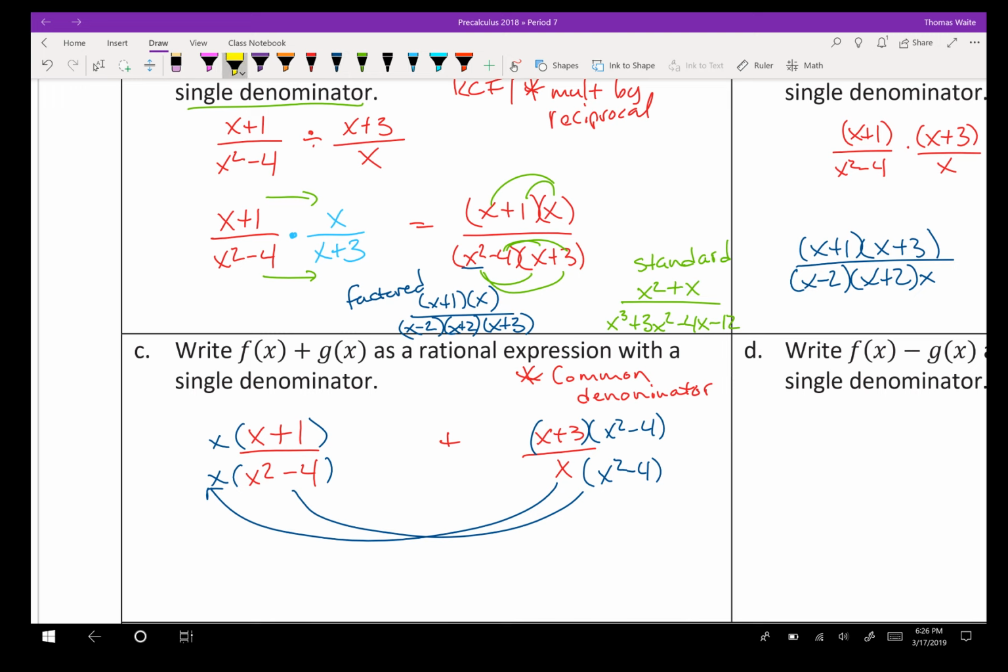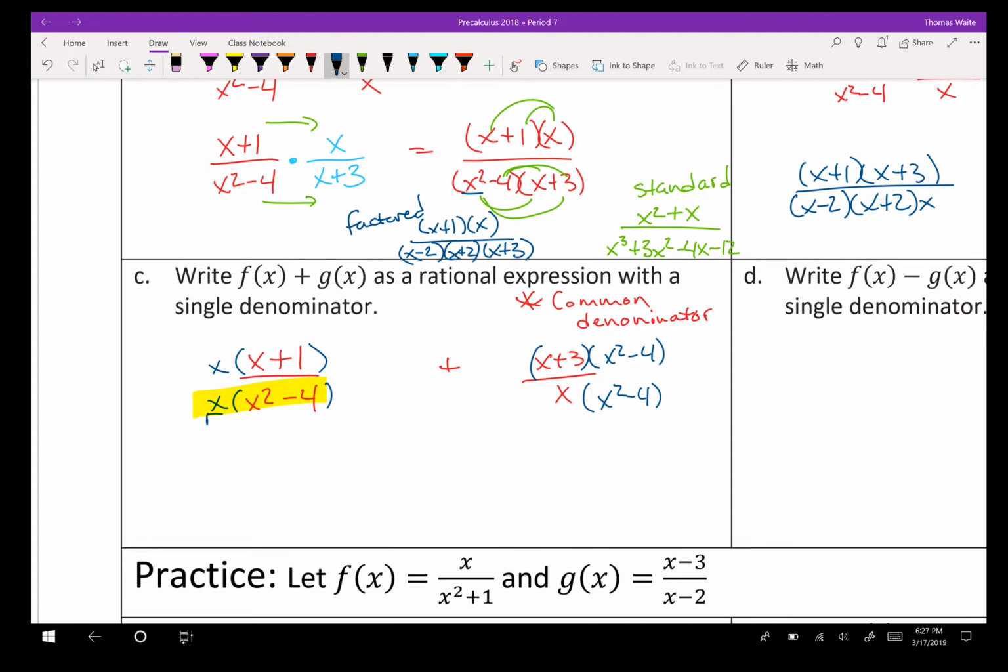Over here, my denominator is x times x squared minus 4. Over here is x times x squared minus 4. Great. And I didn't change anything. I didn't change the quantity because in every case, I multiplied by something over itself, which is just the same as multiplying by 1, which doesn't change my value. So those are just good checks to have in mind. All right, so now we've made a common denominator.